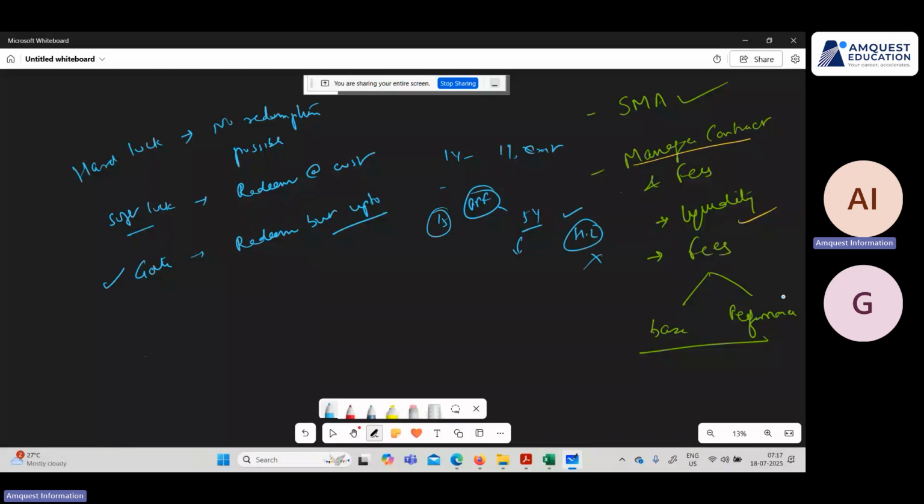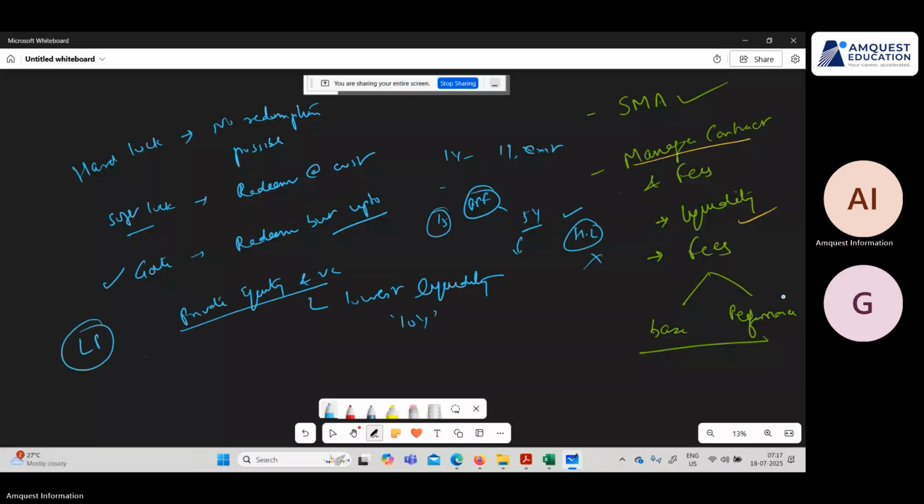And when it comes to private equity or maybe VC, they have the lowest liquidity. You understand this, right? Again, the usual average life is 10 years. And when it comes to limited partnerships, they also have a long term, so again the liquidity is low.